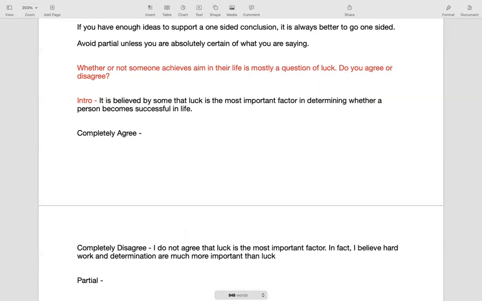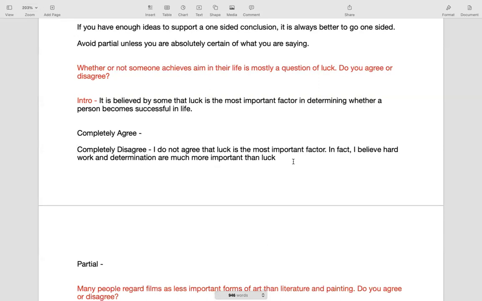So you just write what you mean by disagree. Bring clarity in your opinion. The examiner will give you a lot of bands if you're clear in explaining. So: I do not agree that luck is the most important factor in success. In fact, I believe hard work and determination are much more important than luck. Very clear for the examiner. He'll say, okay, good opinion. And then in the essay, you're going to show how hard work and determination are more important than luck. So you're going to write your points discussing that. You're not going to talk about the importance of luck at all. You're going to talk about the importance of other factors, hard work and determination.